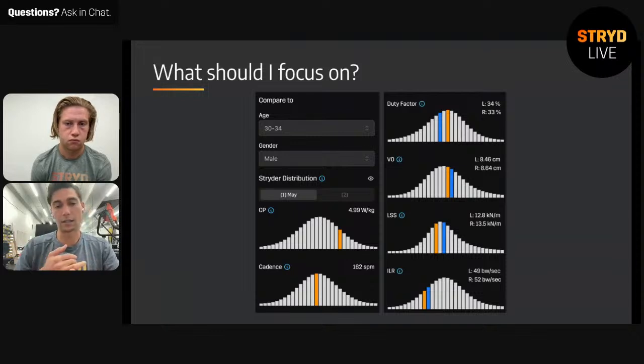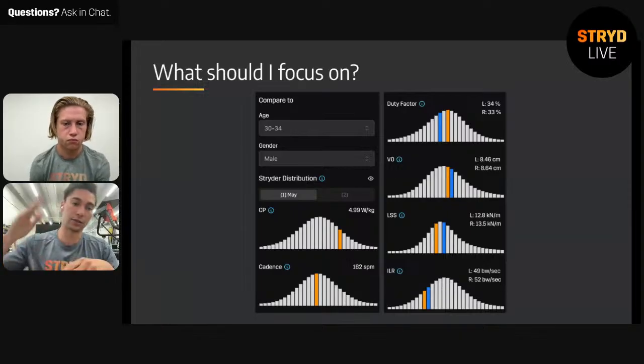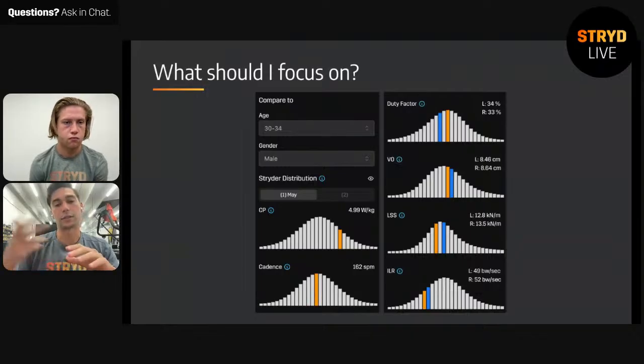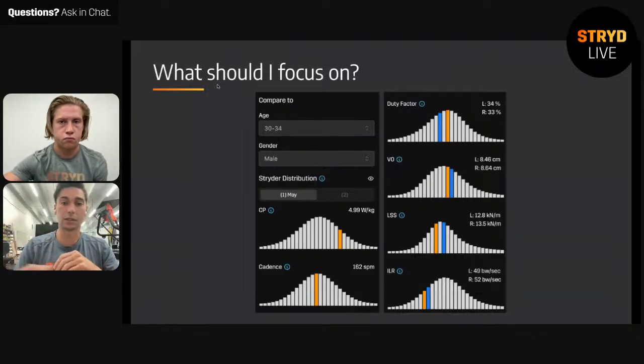And then LSS is leg spring stiffness. You can think of leg spring stiffness like a rubber band. The higher it is, the stiffer the rubber band is, so when you pull it back, it'll snap back harder. That's the amount of energy you're getting back. The harder it snaps back, the more energy you're getting back every time you hit the ground. And then vertical oscillation is the amount of up and down movement that you're getting. Duty factor is the percentage of time that you're spending on the ground versus in the air.